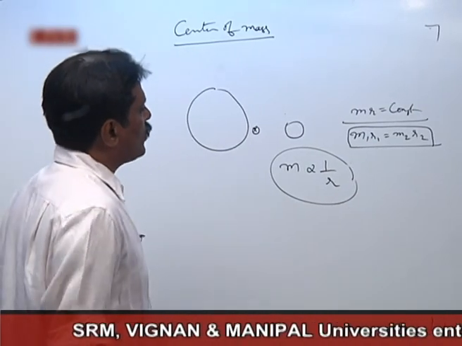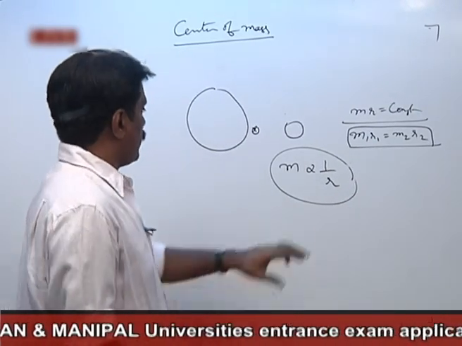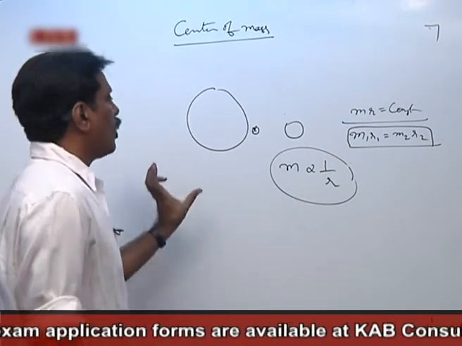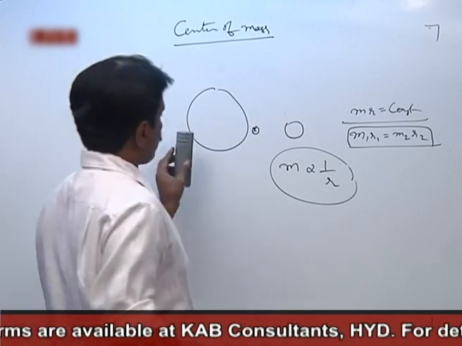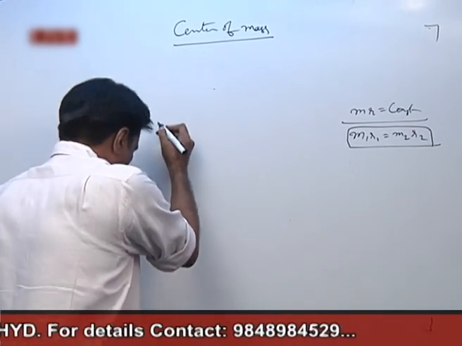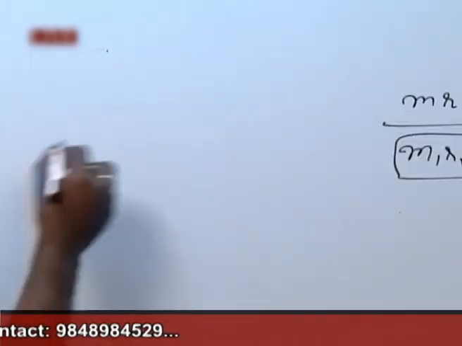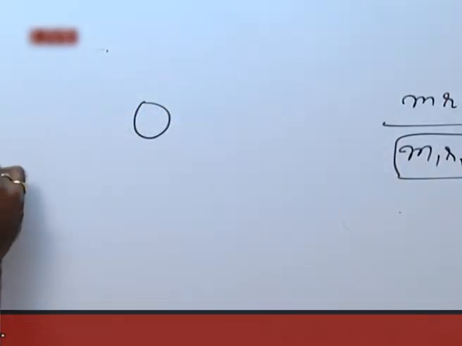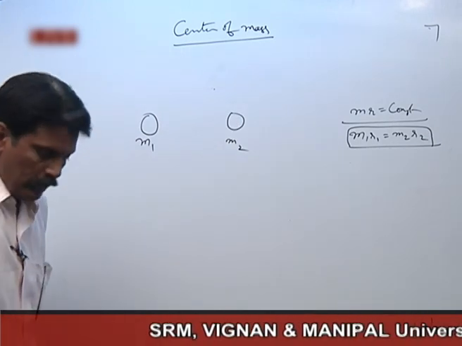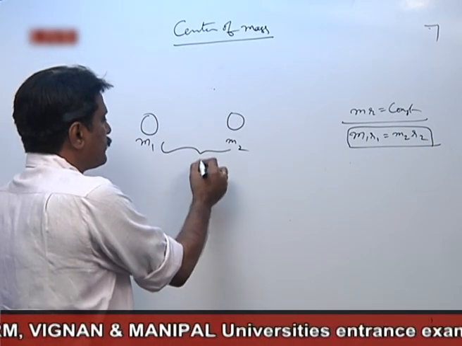Now, m1 r1 is equal to m2 r2 is the relation which goes further in this topic. See, suppose there are two masses m1, m2, there are two masses separated by a distance d.